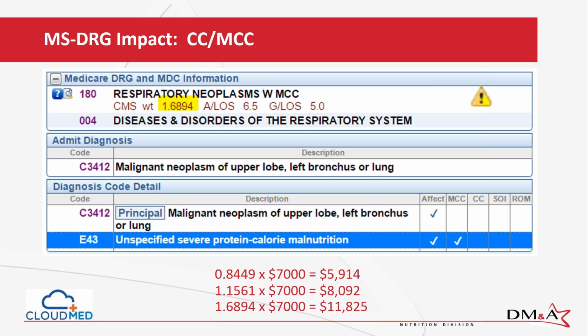In this case, the MCC of severe protein calorie malnutrition, E43, and now the relative weight is 1.6894. Multiply that by the hospital's $7,000 blended rate, and now our reimbursement is well over $11,000. So you can see that the reimbursement has actually doubled from the initial DRG that did not have a CC or an MCC, with the addition of that severe malnutrition as an MCC. Really improves the payment on the case. And the whole idea behind this reimbursement methodology is, as patients are sicker, as they consume more resources during the care of those patients, that they should be compensated for that from their payers. So this is the MSDRG methodology for doing that.